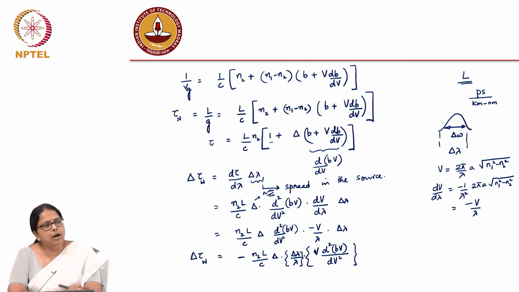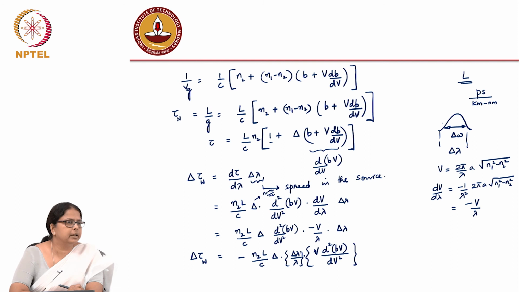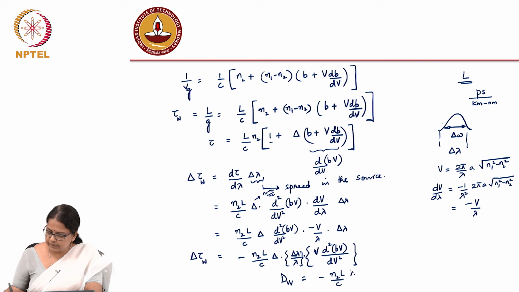So, if I were to now define a dispersion coefficient in terms of picosecond per kilometer nanometer, what should that be? What should that be? I should divide it by the length, I should divide it by delta lambda. So, I will have minus N2 by C delta times 1 by lambda, V d square bV by dV square.